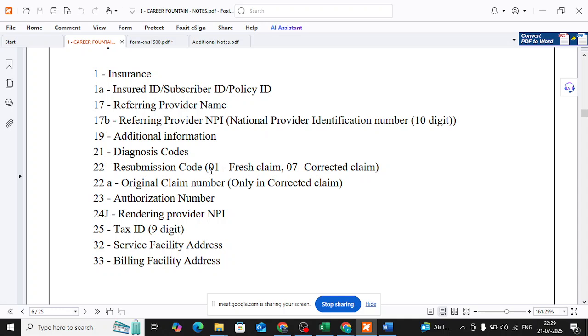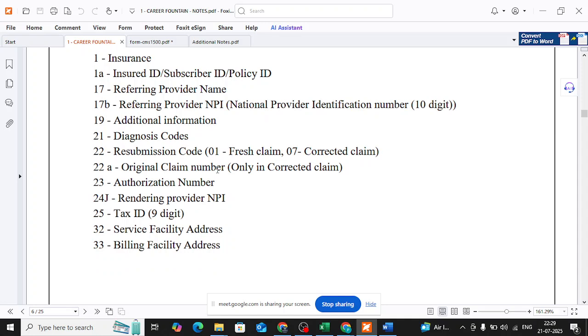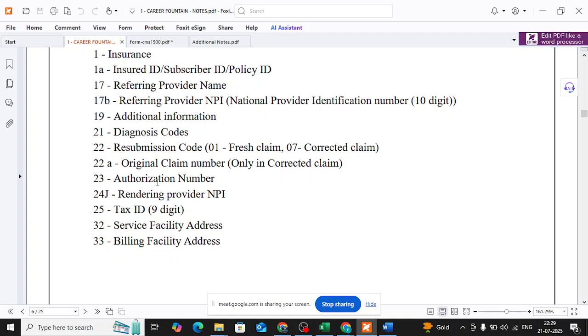22 is for the resubmission code. So 01 is for a fresh claim, 07 is for a corrected claim. Box number 22A is for the original claim number. So if you are submitting a corrected claim, in that case only the original claim number will go, not for a fresh claim. And box number 23 is for the authorization number. If we have taken an authorization number, it will go here.